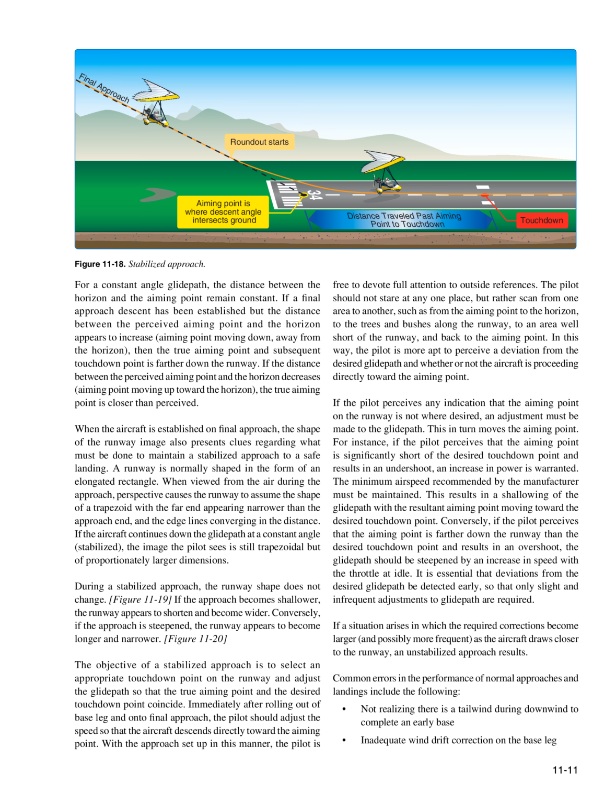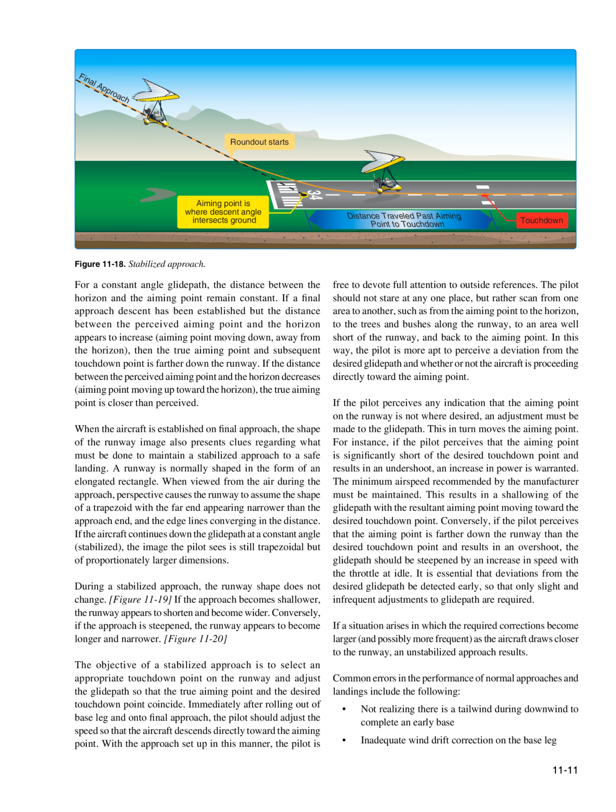Figure 11-19, if the approach becomes shallower, the runway appears to shorten and become wider. Conversely, if the approach is steepened, the runway appears to become longer and narrower. Figure 11-20, the objective of a stabilized approach is to select an appropriate touchdown point on the runway and adjust the glide path so that the true aiming point and the desired touchdown point coincide. Immediately after rolling out of base leg and onto final approach, the pilot should adjust the speed so that the aircraft descends directly toward the aiming point.